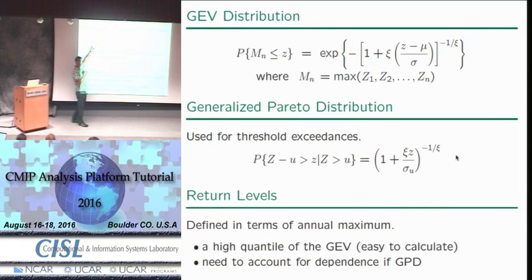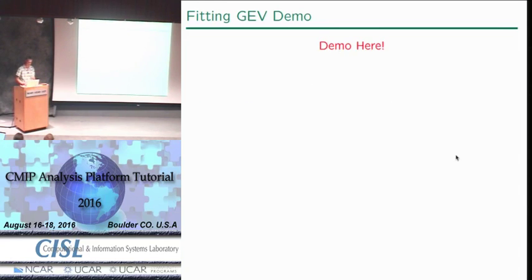If you want to go from GEV to return level, it's straightforward, because the GEV is already talking about the distribution of the annual maximum. Essentially, you just solve for the high quantile and you're done. The GPD is talking about the distribution of the individual values exceeding the threshold, and so you've got to go from that to talking about an annual maximum. If your daily data aren't independent, which is generally the case in atmospheric science, then you have to account for the dependence when calculating that return level. And that can be done. Okay, so let's do this really quickly.